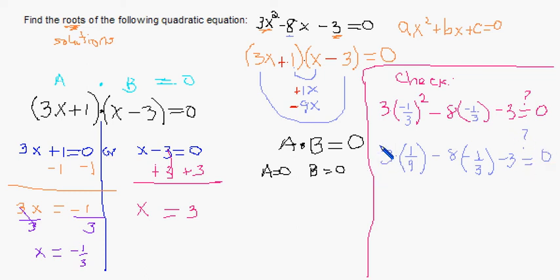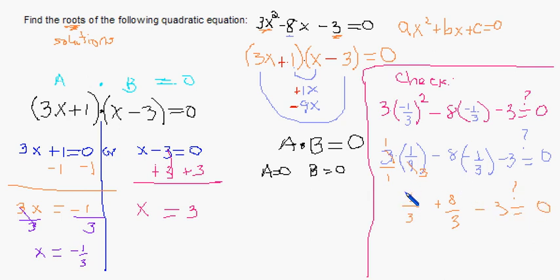So now we have 3 times 1/9. Well, this is the same thing as having 3/1 times 1/9, and we can reduce before we multiply. So 3 goes into 9 3 times, and 3 goes into 3 once. So when you multiply across, we get 1/3. Now we're multiplying a negative 8 times a negative 1/3, which gives us 8/3 minus 3. And you're asking yourself, is this 0?